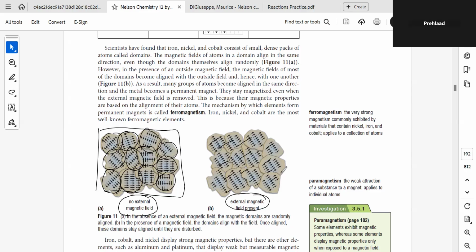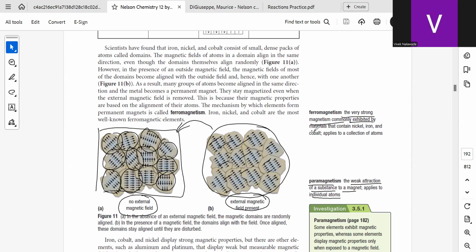Because what happens? These domains which were aligned gradually start going back to their original random state. So that is what ferromagnetism is. Paramagnetism is weak attraction of a substance to a magnet, applies to individual atoms. Ferromagnetism is strong magnetism commonly exhibited by materials that contain nickel, iron, and cobalt, applies to a collection of atoms.